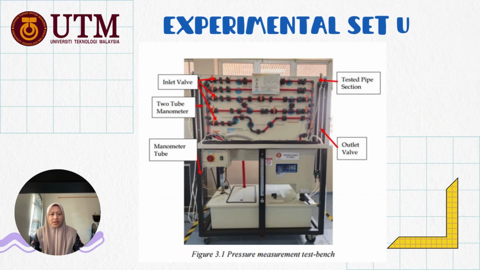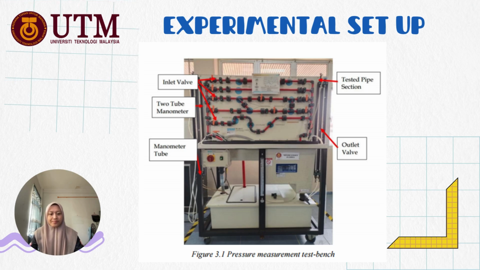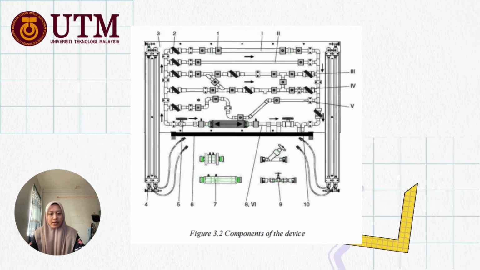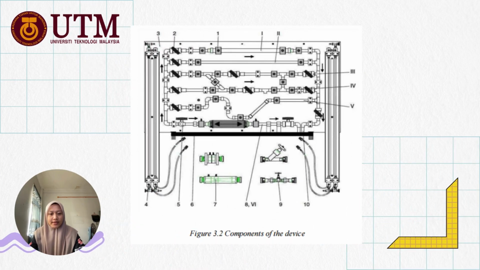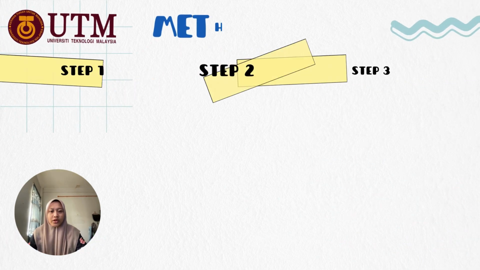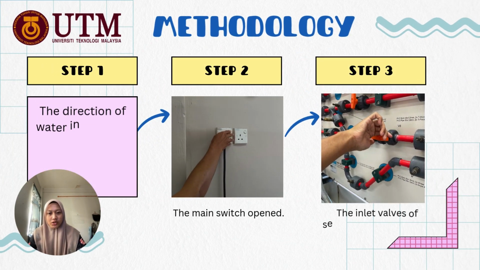Next, this is the experimental setup. In the experimental setup, we have an inlet valve, two tube manometers, the tested pipe section, and an outlet valve. And then this is an example of the components of the device in this experiment. So next, we move to the methodology.